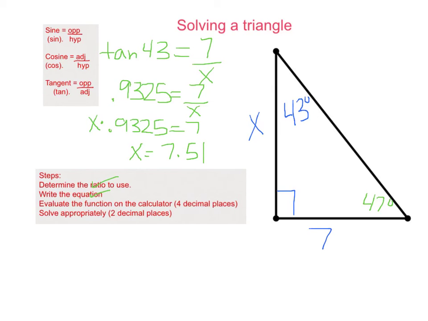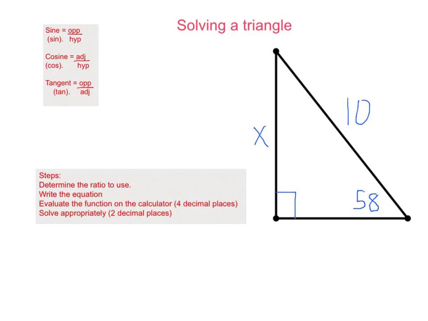Again, we can think about whether it makes sense that this side, I apologize, I did not mean to erase that. Does it make sense that this side, 7.51, is longer than this 7? And it does, because 47 is bigger than 43. We'll move on to try some of these on our own in the homework.